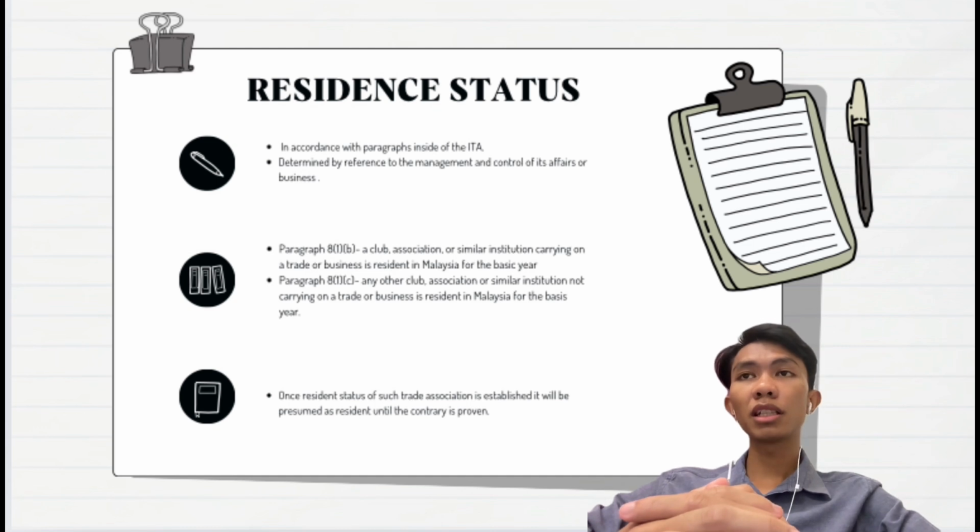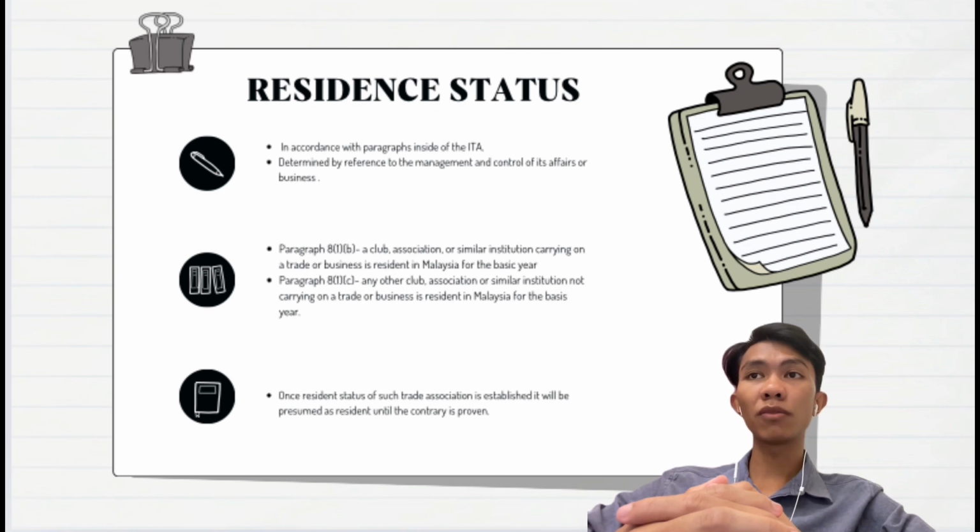Furthermore, resident status of a trade association is determined by reference to the management and control of its affairs or businesses. So now I'm going to talk about section 8.1b. The section stated that a club, association or similar institution carrying on a trade or business is resident in Malaysia for the basis year for a year of assessment if at any time during the basis year the management and control of its businesses or any one of its businesses are exercised in Malaysia.